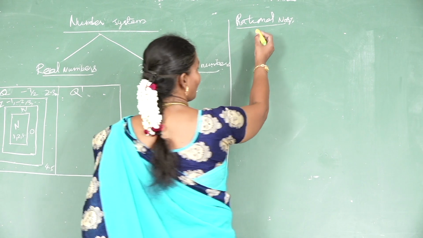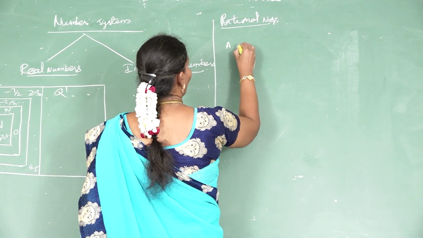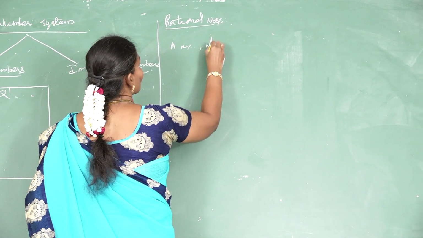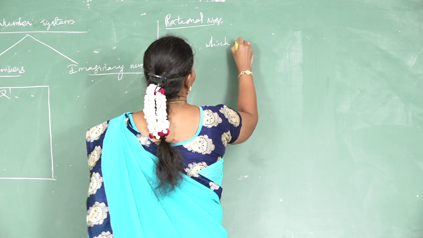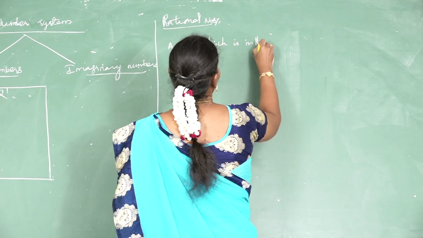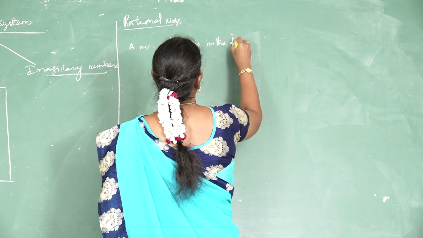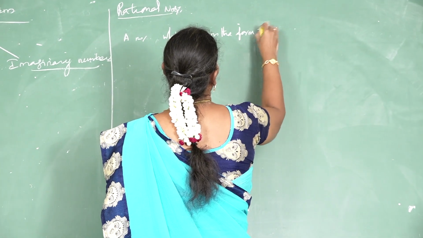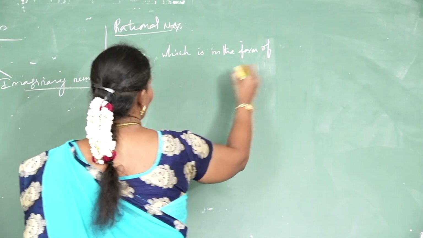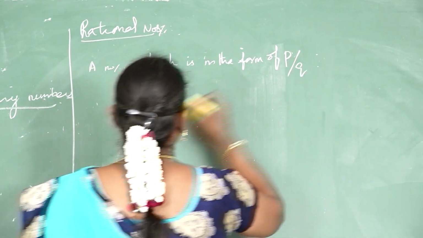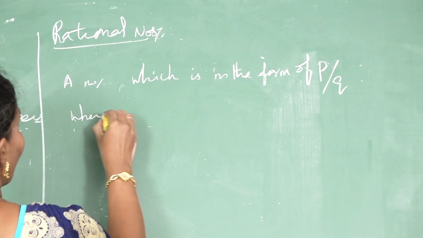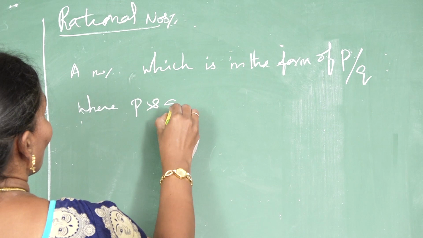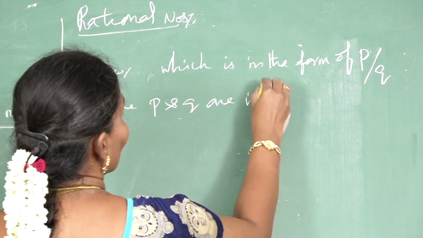So what is the definition of rational number? A number which is in the form of p by q, where p and q are integers.